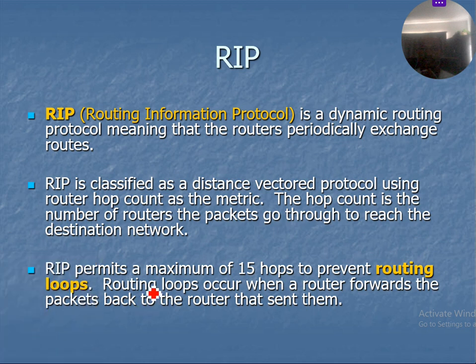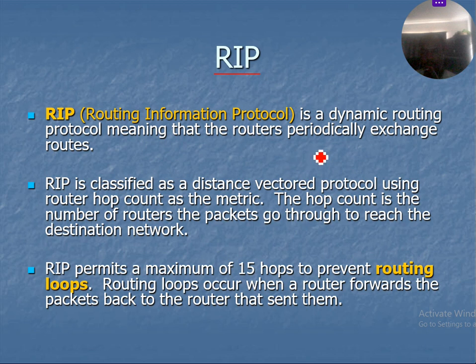Now, Routing Information Protocol is an example of a distance vector routing protocol, and a distance vector routing protocol is an example of a dynamic routing protocol, right? So let's begin to look at it. This preliminary we talked about in section 4. Routing Information Protocol is a dynamic routing protocol, right?